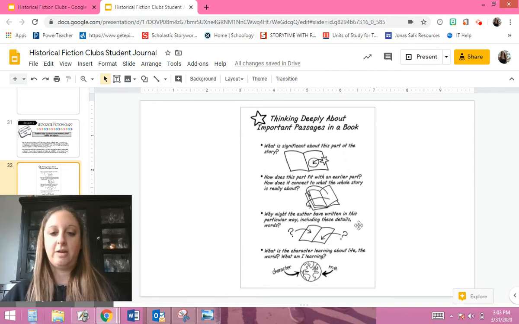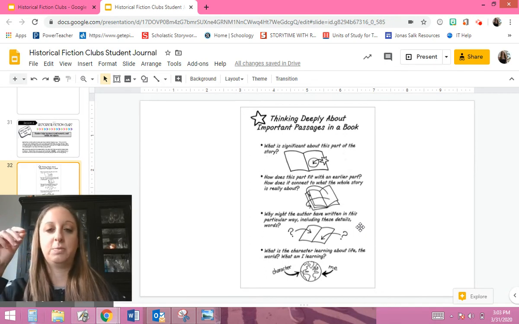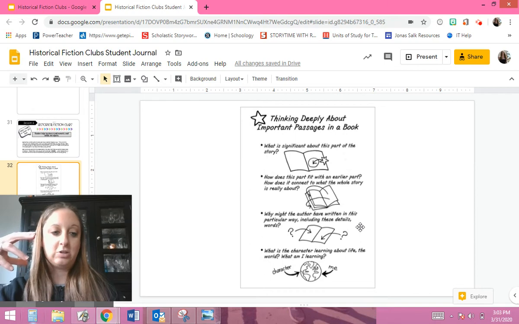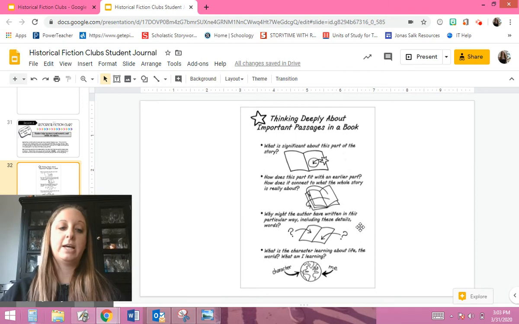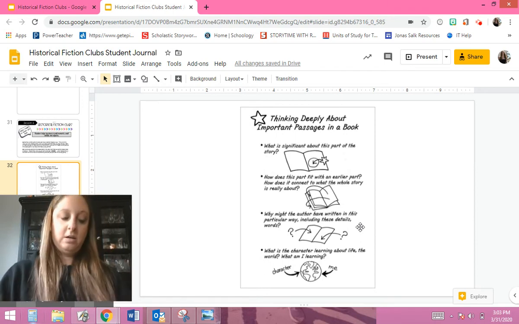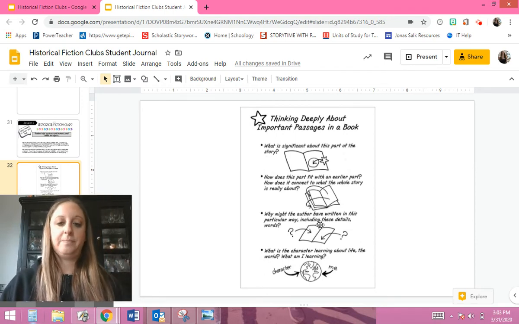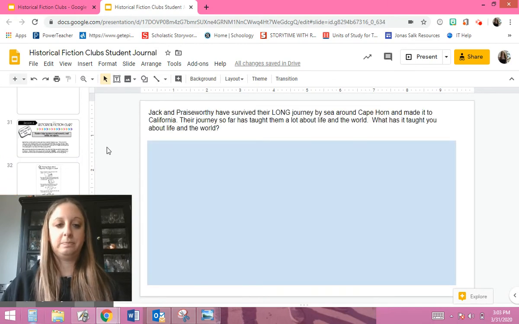Why might the author have written this in a particular way, including these details or words? So thinking about that's called the author's craft. So why did the author choose to write it in that specific way? Okay. And what is the character learning about life and the world? And what am I learning? Right. So, yes, we're learning a lot about the gold rush, but when the character is having these interactions with other characters, we can be learning life lessons, we can be making connections to our own life and stuff like that. Okay. So, what's the bigger picture here?